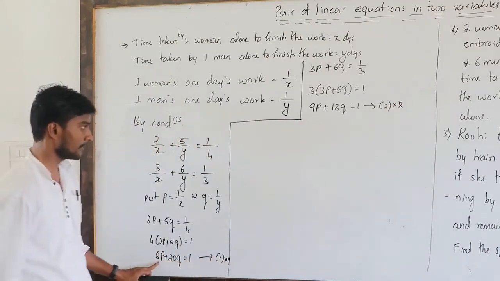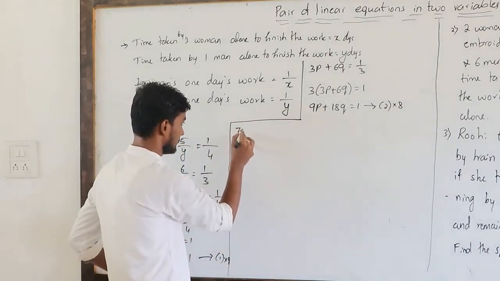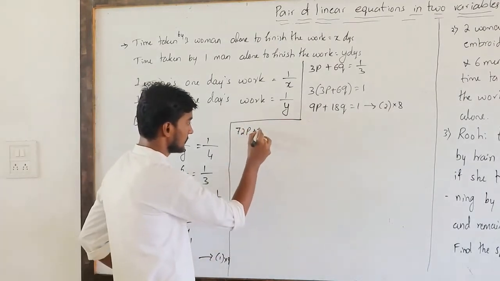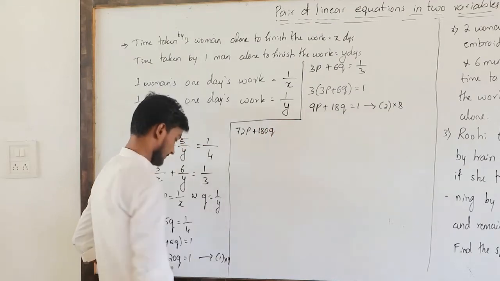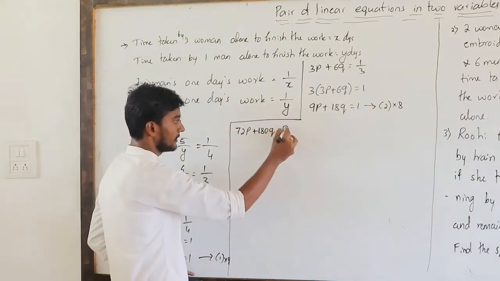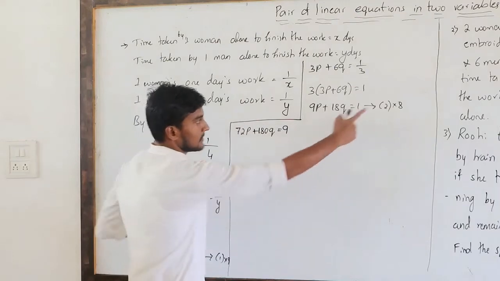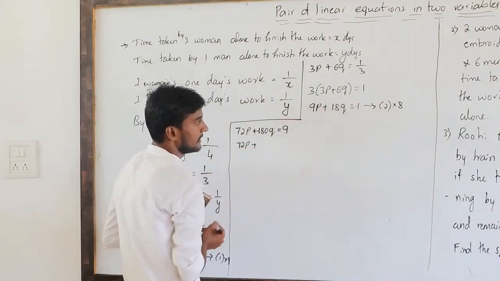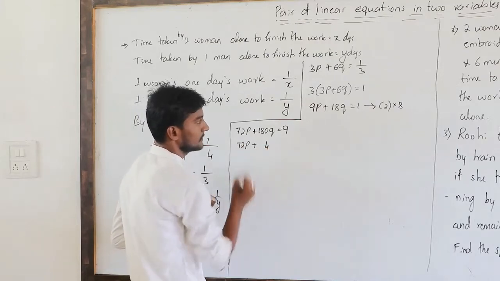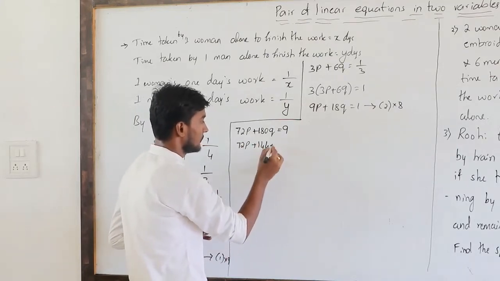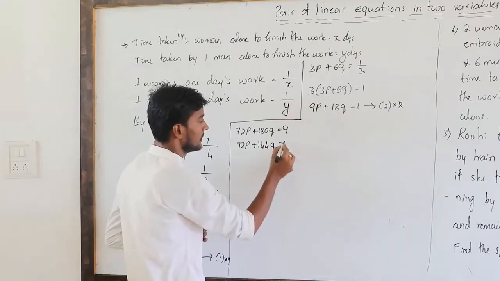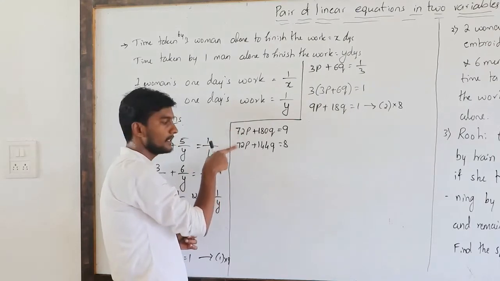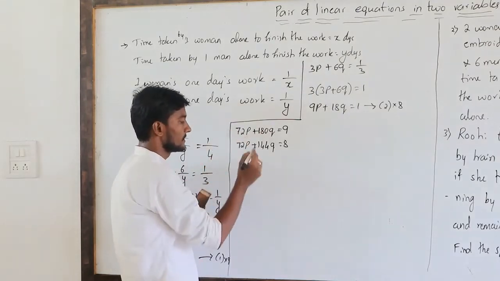So 9 into 8p, it is 72p. So 9 into 20q, it is 180q is equal to 9 into 1 is 9. So if you multiply this equation, 8 into 9 72p plus 18 8s are 144q is equal to 8 into 1 is 8. So now observe these two. One is 72p. So we have to subtract these two.